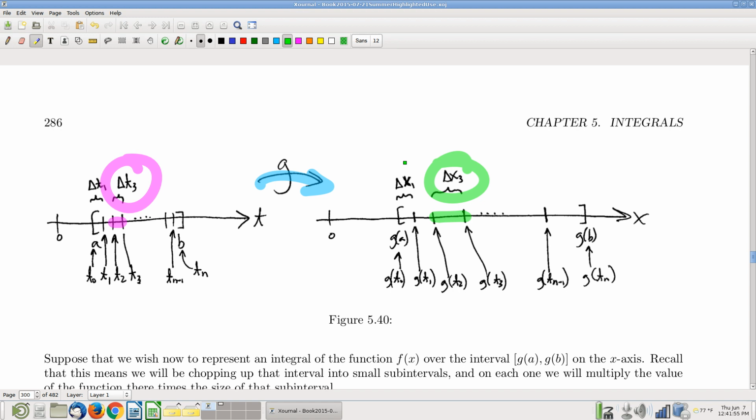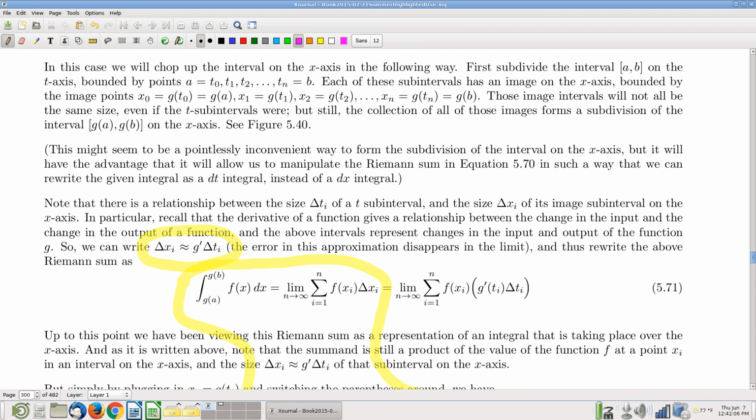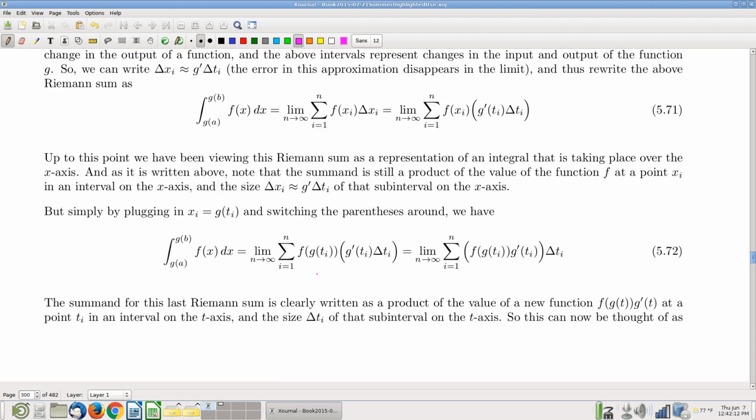Most of this is just a matter of recopying then. Anywhere that you have an x, just remember x is g of t. Most of your expression simplifies like that. X is g of t, so just plug that in.